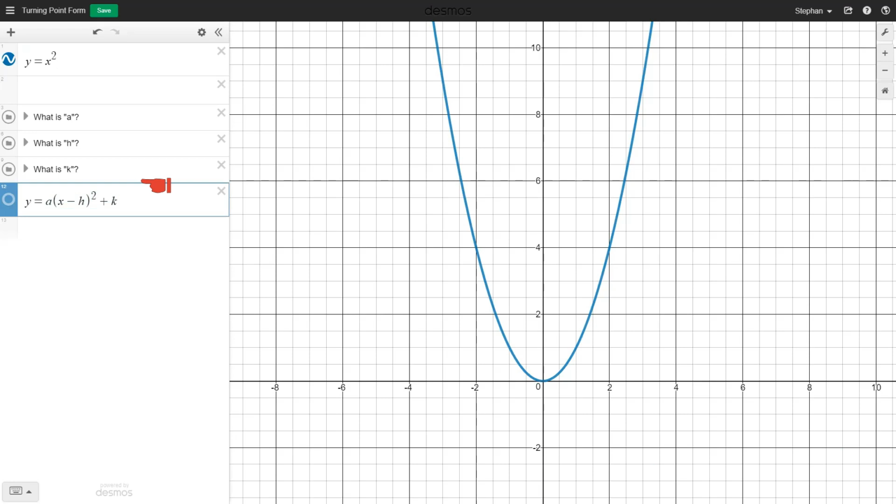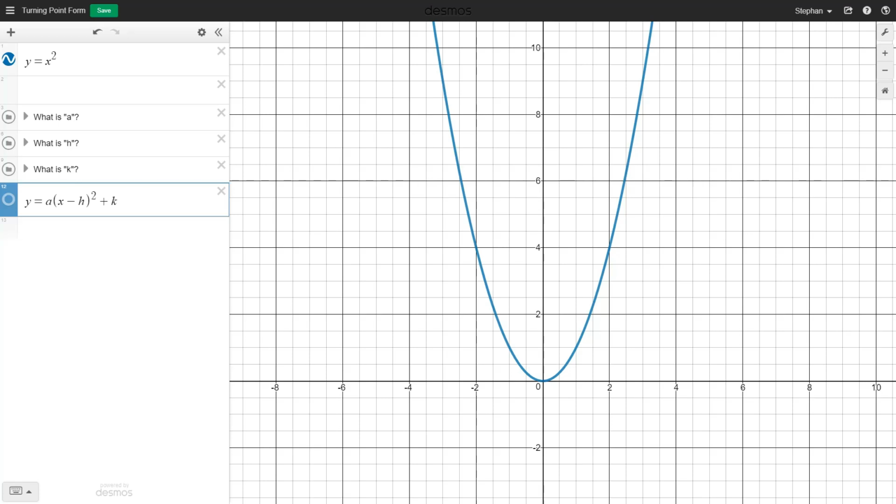This lesson is about parabolas in turning point form, and that's this one here down the very bottom, but we have to build up to that point. So you'll notice in that general form we have an A, we have an H, and we have a K. And each of those values or variables are going to do a specific thing to the parabolic shape.